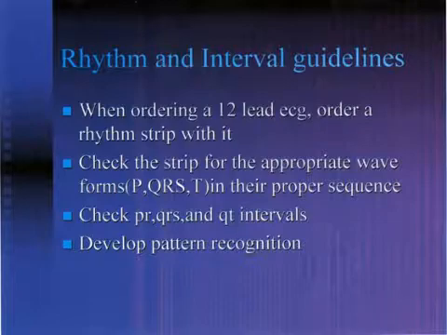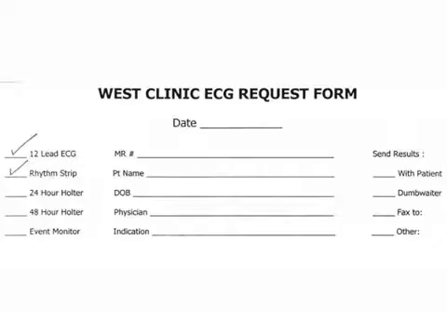Well, let's start with the first bullet point and then review some examples. Can you talk about ordering an ECG? Great. I have an example of a West Clinic ECG requisition slip, and I just wanted to emphasize that not only do I usually order a 12 lead, but if there's a rhythm that might be challenging, then I also order a rhythm strip to get more material.